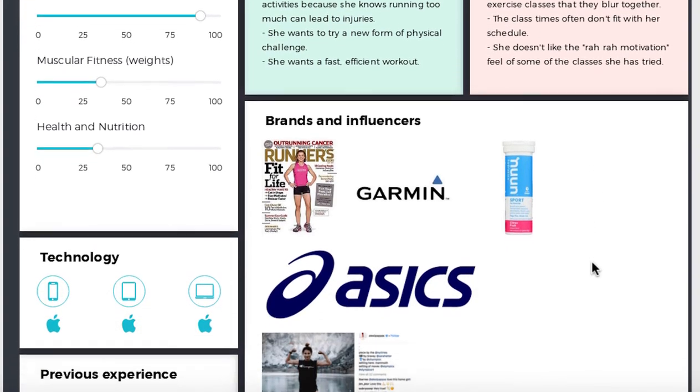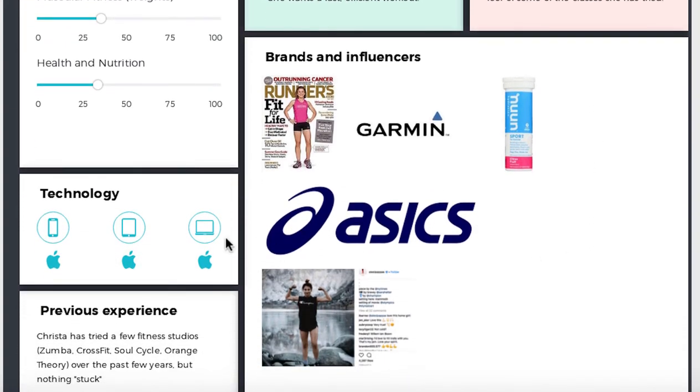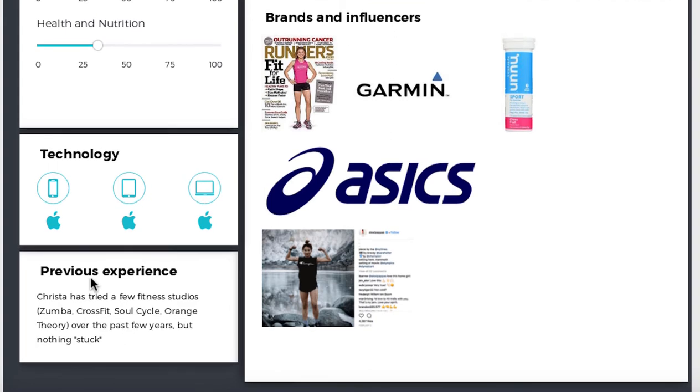Moving further down, we see the technology component, and user personas will sometimes include this because knowing this information will help us understand how we can reach consumers. The previous experience section describes Krista's experience with other fitness studios. You can see here that the previous experience described is tailored to the specific context at hand, but can be represented in the abstract. For example, previous experience in the context of purchasing a cricket-based spice product might relate to experience with other alternative novelty food products.